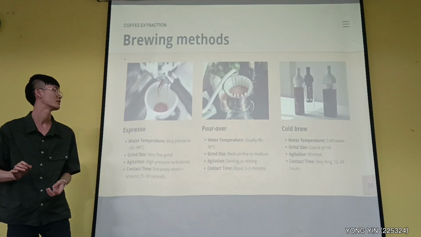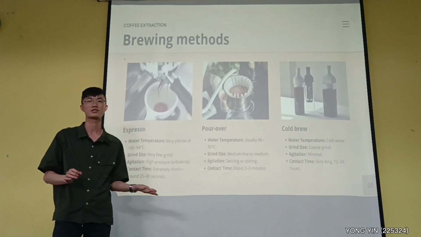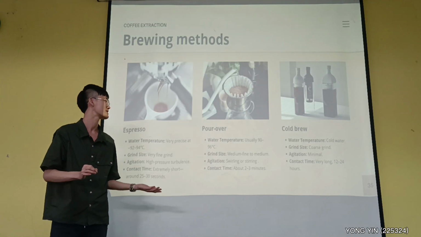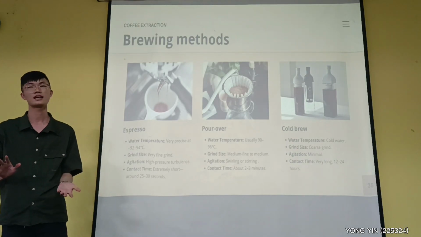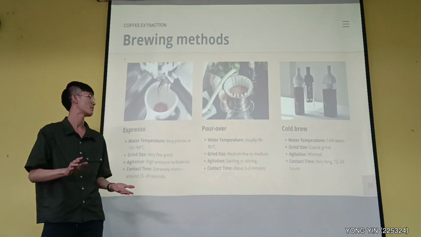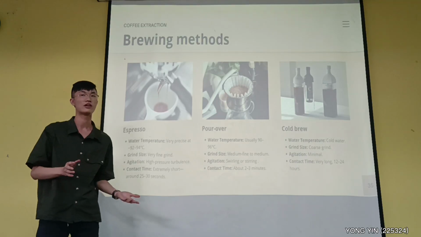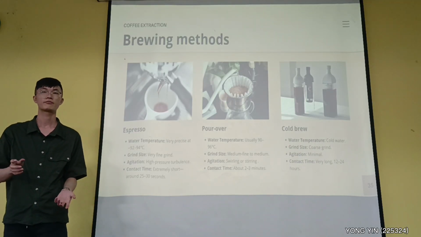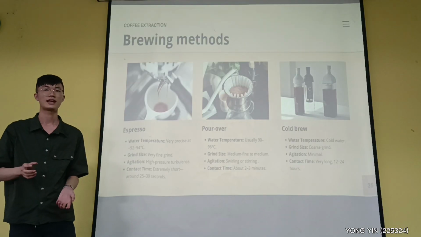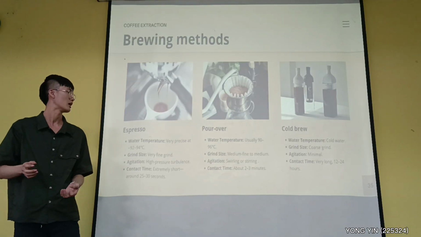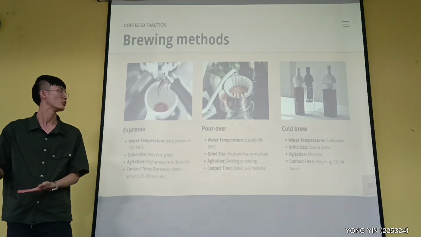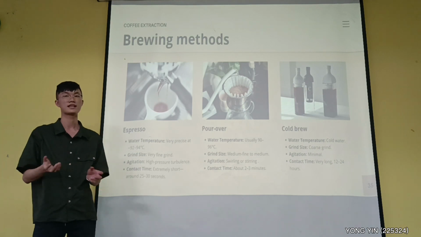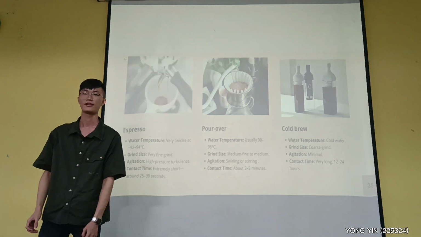And lastly, there is a very different brewing method, cold brew, where we use cold water to extract these compounds. The grind size for this one is very coarse because we need to stop the bitterness from coming out. And agitation does not play much of a role here because it has a very long contact time. So you may do some agitation at the start and after you're done with your brew, just to homogenize everything.